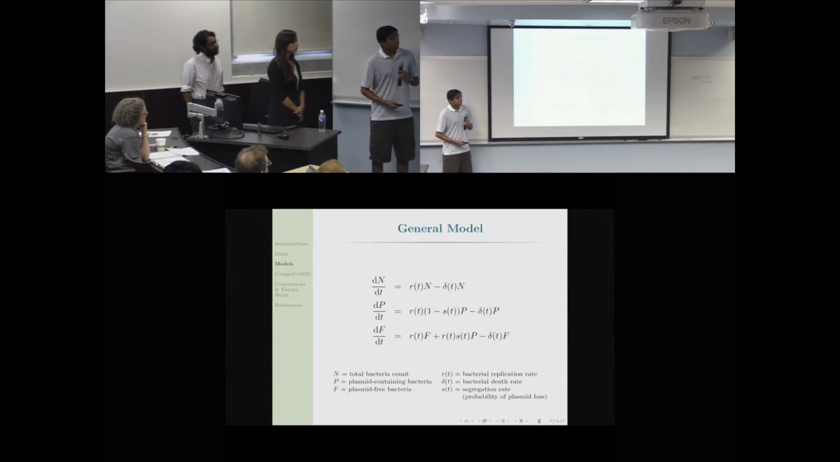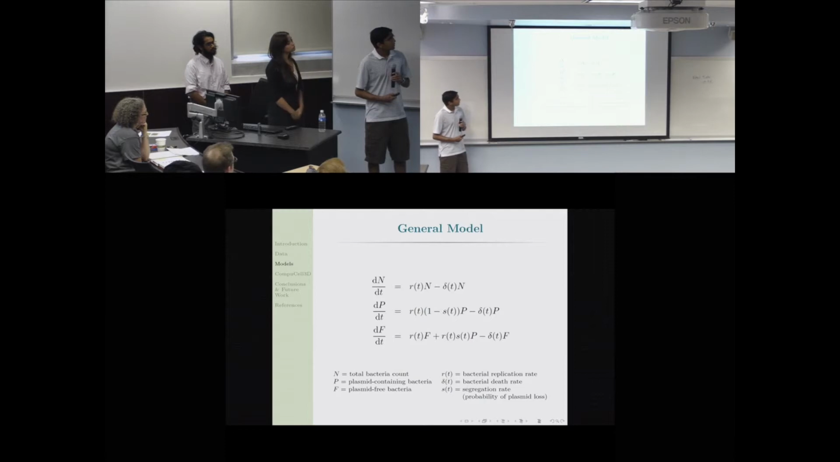Our general model follows the evolution of the total bacteria count, plasmid-containing bacteria, and plasmid-free bacteria over the course of 111 days. The equations are simplistically built in that they don't account for biological interactions other than replication rates and death rates. The difference between this model and the one published by Gill et al. is that the segregation rate, S of t, was assumed to be constant in their model. Although this constant segregation rate was found to be true in the in vitro studies done by them, we don't necessarily know if this is true in vivo.